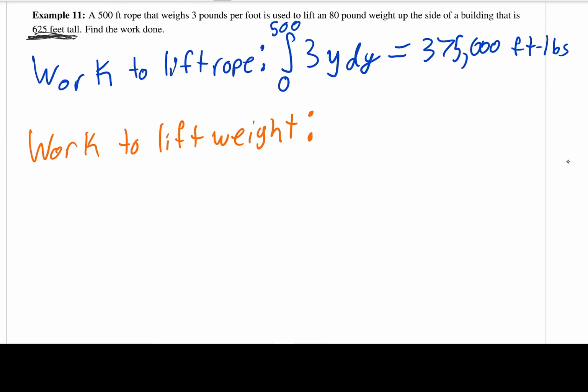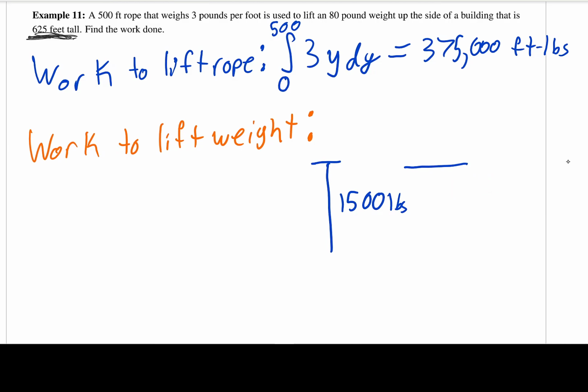Right? What I'm trying to say here is that if we have a building and we have rope hanging off, right? In this case, we have 500 feet of rope that weighs 3 pounds per foot. So this is 1,500 pounds of rope that we have to pull up. Well, now if instead half of that rope is already at the top of the building, and now I only have, say, 250 feet of rope. Well, now I'm only lifting 750 pounds worth of rope, right? So this is going to be a lot less work.